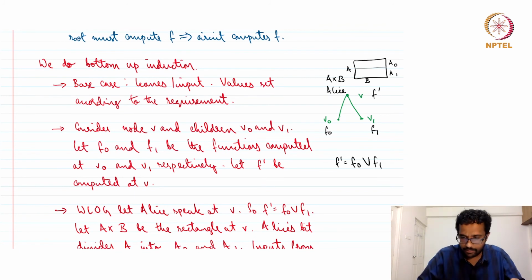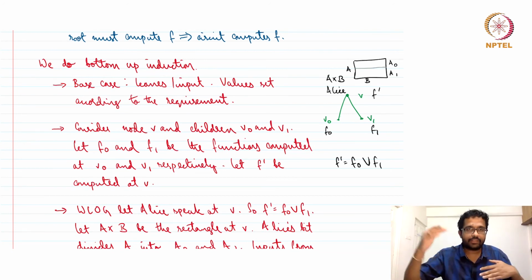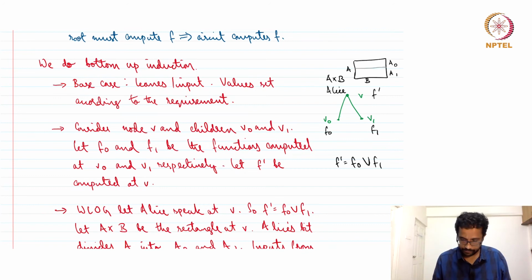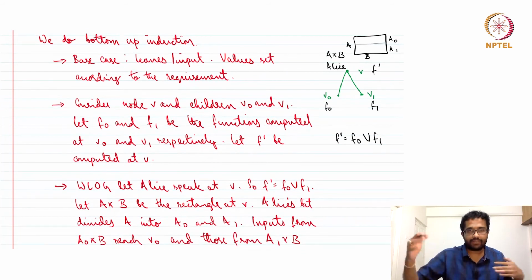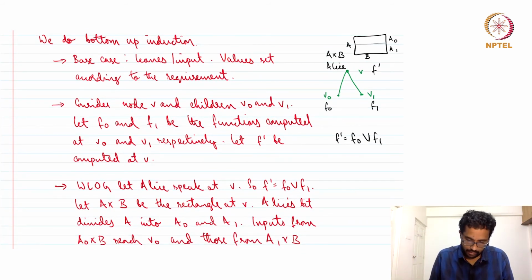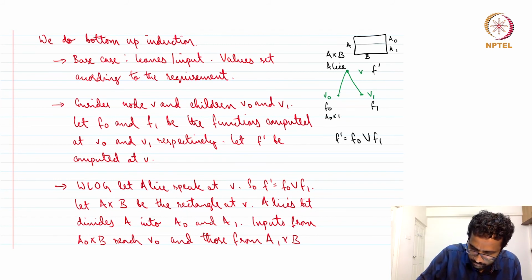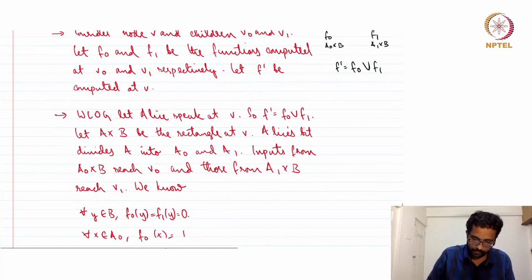So in the picture I have shown them as contiguous, but it may not be contiguous, they may just be combinatorial rectangles, right? They could be in several parts. Okay, so inputs from A0 cross B reach V0 and A1 cross B reach V1, right?